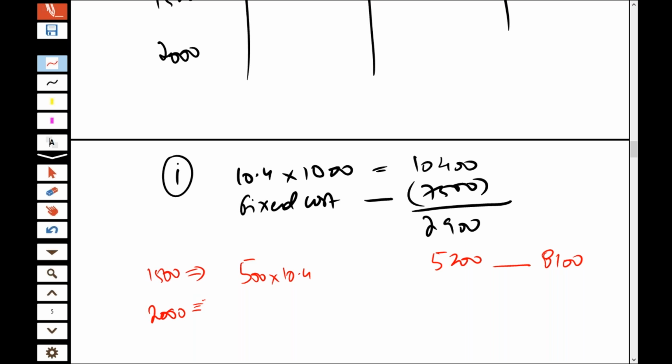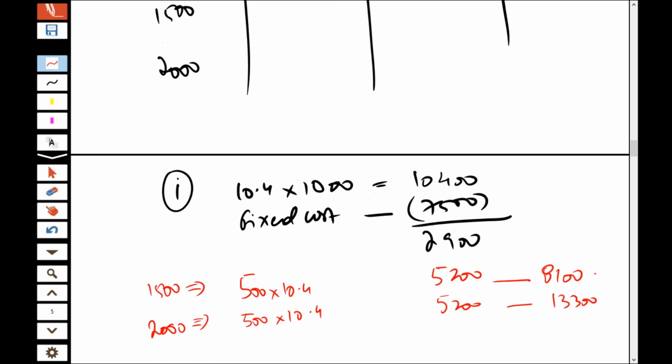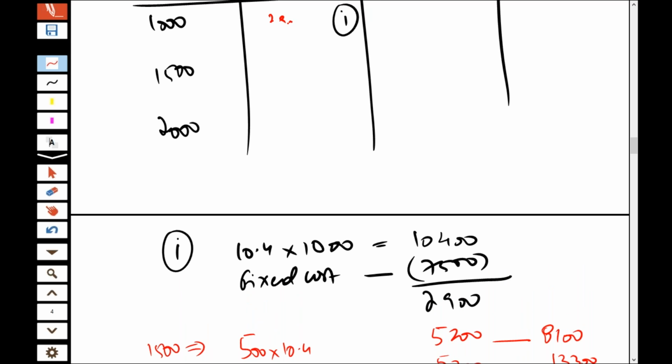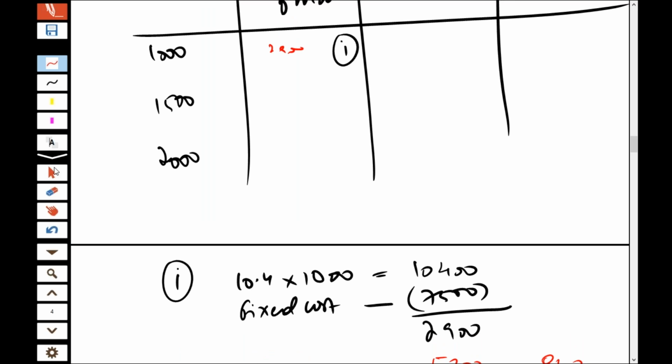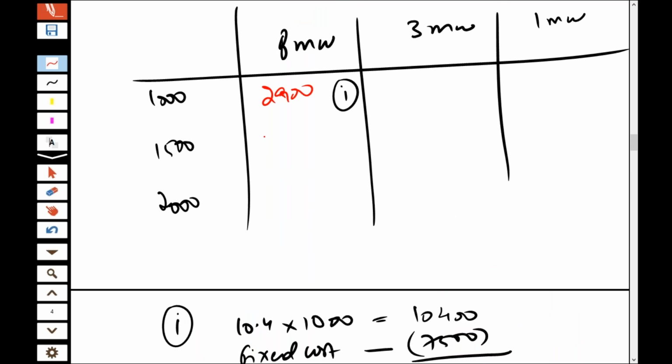And for 2,000, the fixed cost remains the same. You have got additional 500 units that are being sold at 10.4. So this is also going to be 5,200. So if we add up this 5,200 into it, it would become 13,300. So hence what is going to happen is, you would have 2,900, you would have 8,100 and 13,300.